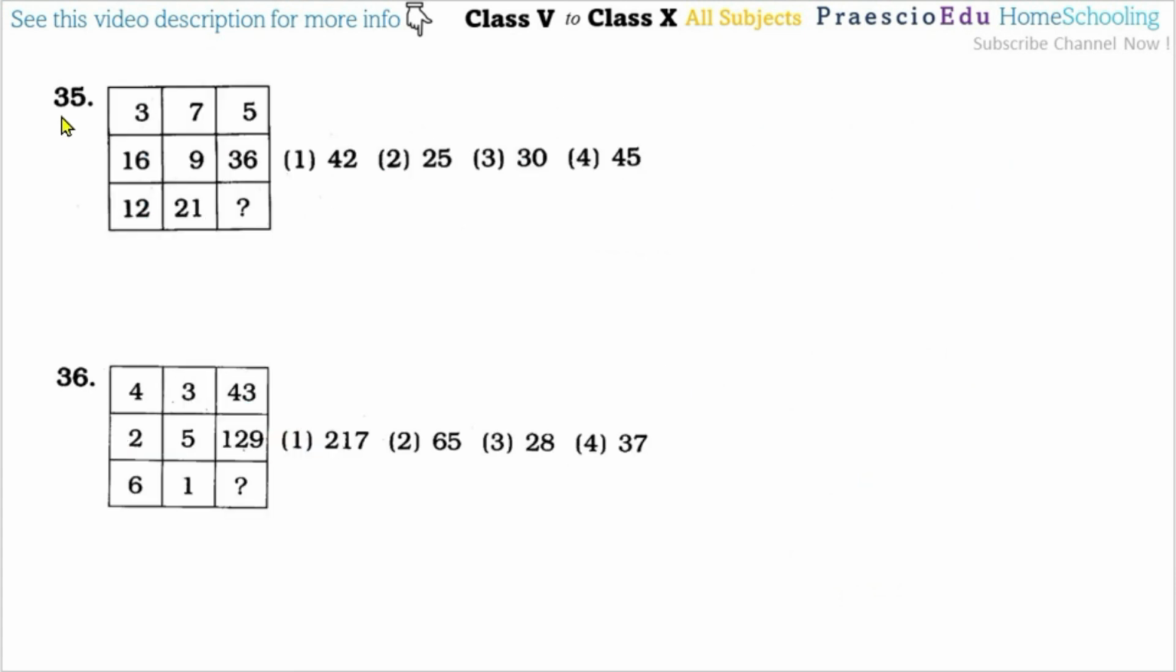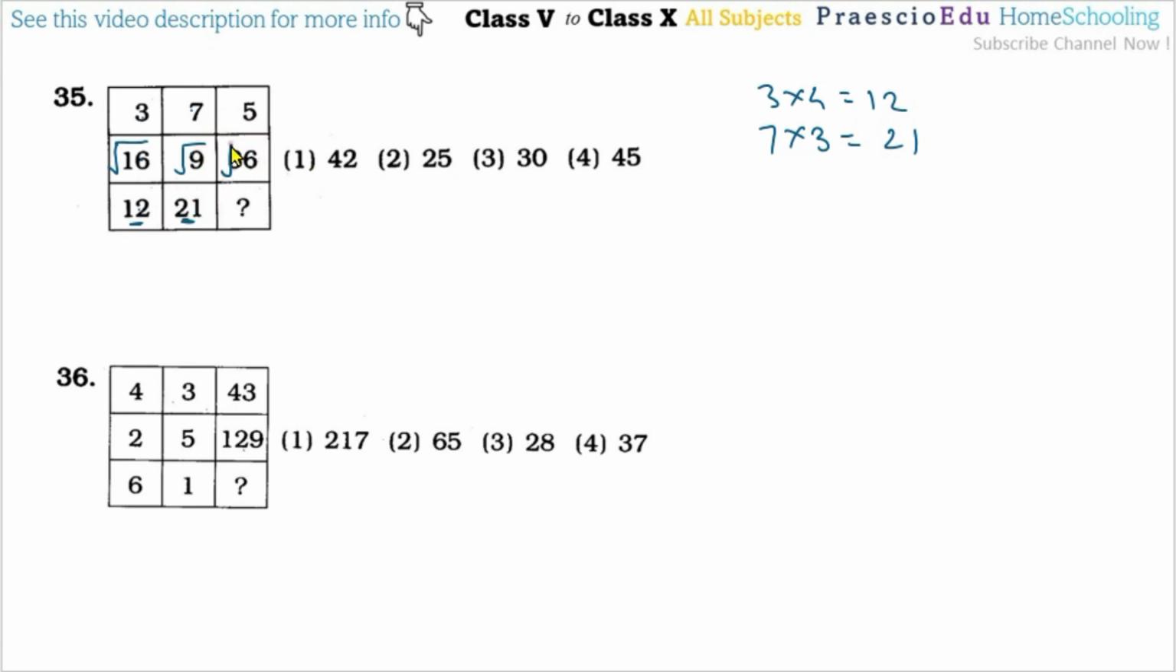Now question number 35. So 3, after this 16 and then 12. So if you find this 16's square root, that is 4. So 3 multiplied by this 4, we are getting 12, and which is present at the bottom. So 9's square root, that is 3. So 3 multiplied by 7, 7 multiplied by 3, that is 21, and which is present at the bottom.